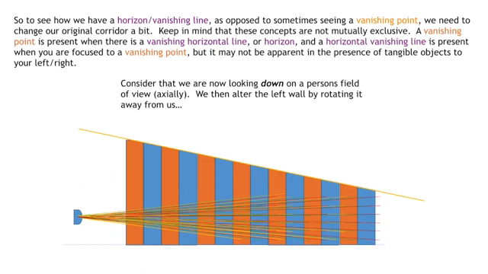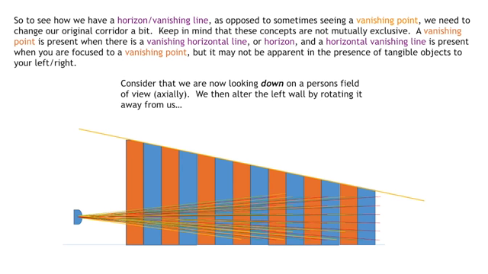So to see how we have a horizon or a vanishing line as opposed to sometimes seeing a vanishing point, we need to change our original corridor a bit in order for this to become a little more apparent. So keep in mind that these concepts are not mutually exclusive. A vanishing point is present when there is a vanishing horizontal line or horizon, and a horizontal vanishing line is present when you are focused on a vanishing point, but it may not be apparent in the presence of tangible objects to your left or right.